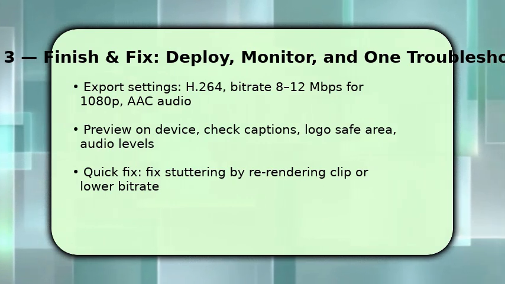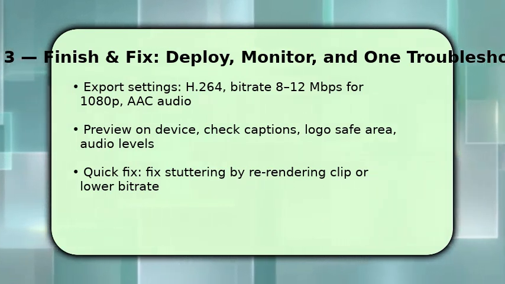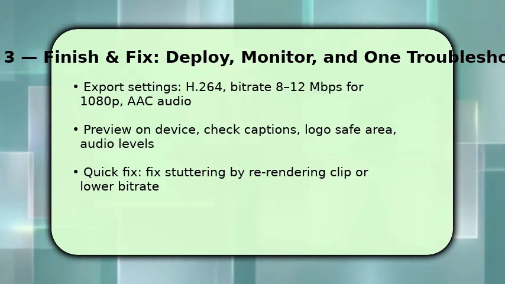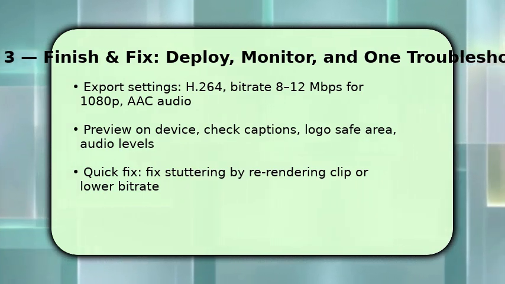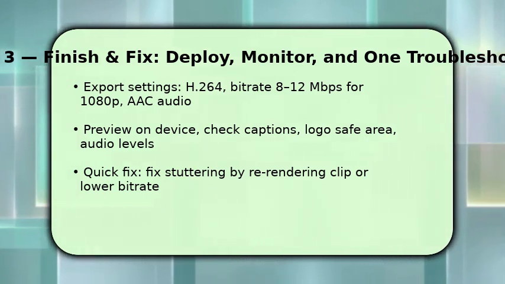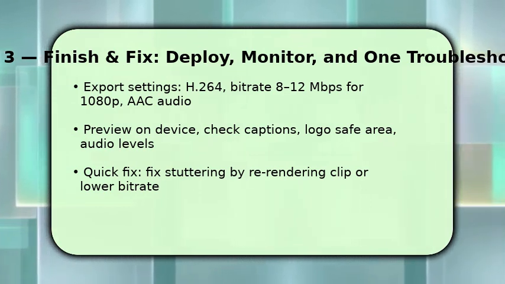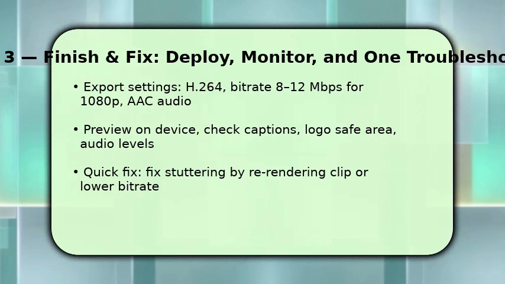This avoids playback surprises. If you see stuttering or artifacts, re-render the problematic clip alone at a slightly lower bitrate or enable hardware encoding. This usually resolves glitches. Finally, upload a test post and confirm thumbnail, captions, and tracking links work as intended.